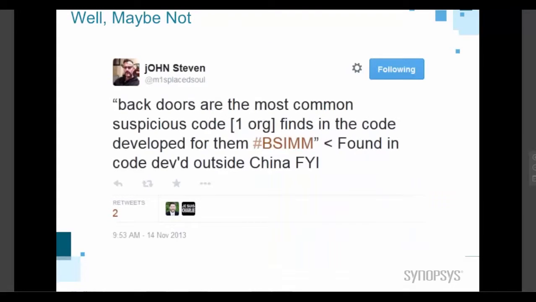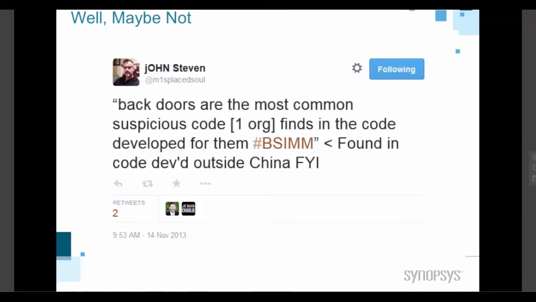But I think our internal CTO at Sigital, John Stevens, pointed out a very interesting fact that came out of data from a recent DSIM participant. He pointed out that backdoors, and we'll talk about what a backdoor is, are the most common suspicious code found in an organization we work with, and they told us this through the DSIM. But the interesting point is that it was found in code that was developed not in China. I don't know the full details on where it was developed, but I do think it's interesting that one of the geopolitical foes of the U.S. was specifically called out as not being responsible.